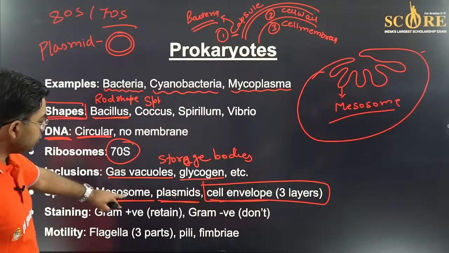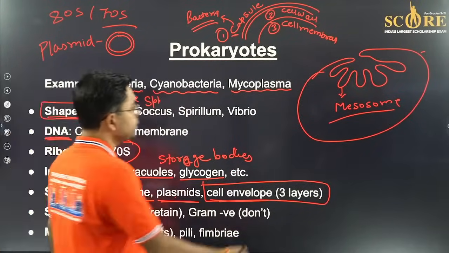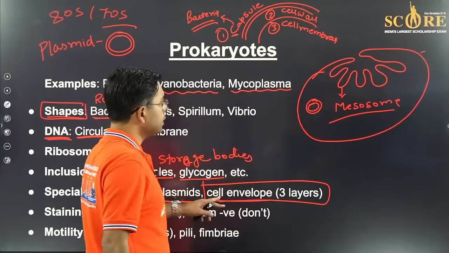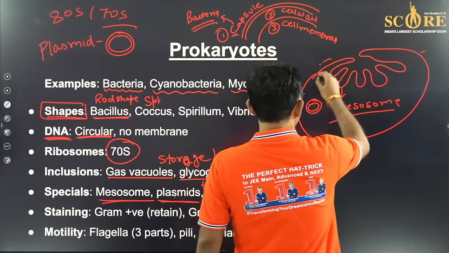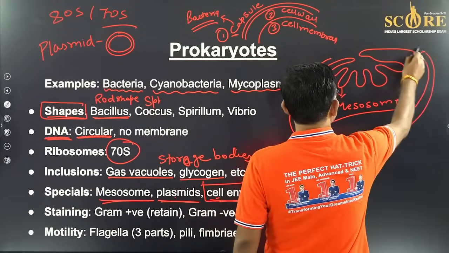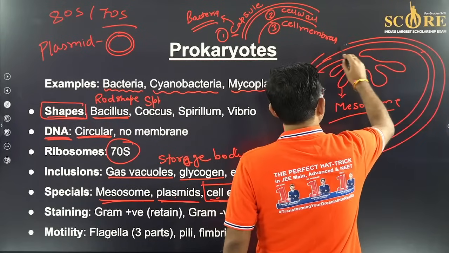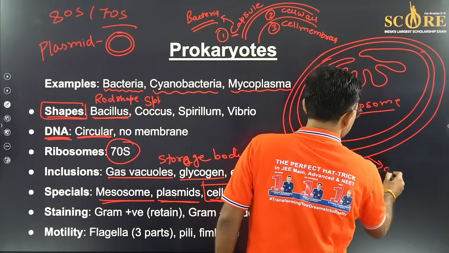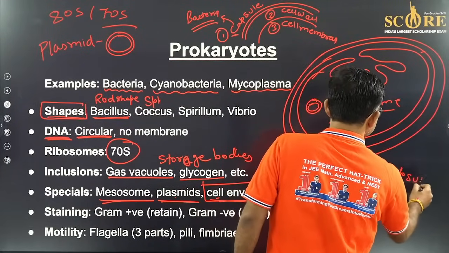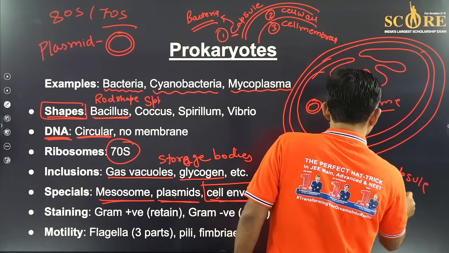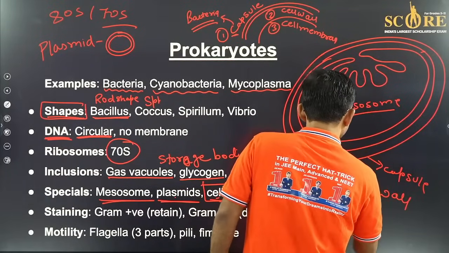So understood here, mesosome, plasmid. Plasmid is randomly present as a circular DNA, and then the cell envelope, right? You have 3-layered envelope present in the bacteria. The outermost is the capsule, cell wall, and cell membrane.